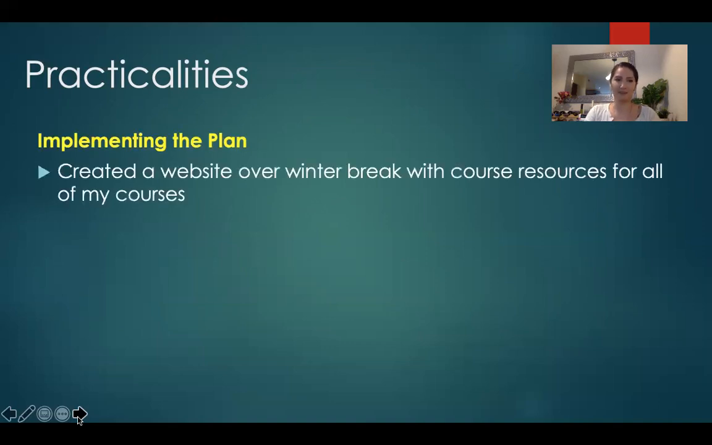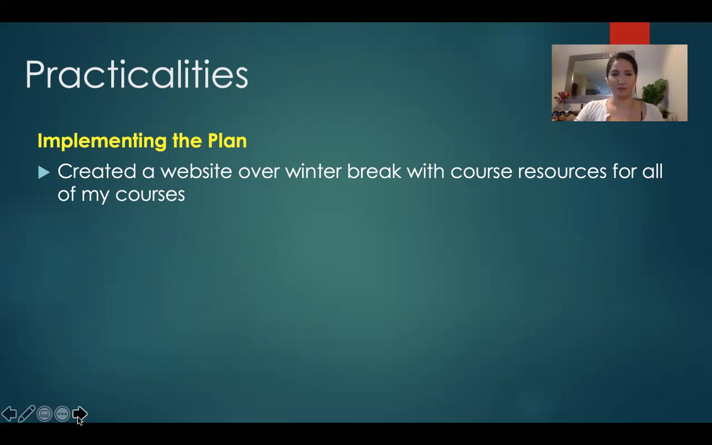So if I want to implement this plan, this is what I ended up doing. I created a website over winter break from fall 2019 to spring of 2020 with the course resources that I had for all of my courses. So it was primarily Calculus 2. It had my notes for Calculus 3. It had my worked example problems for differential equations. It didn't have much for Calculus 1. It didn't have notes for differential equations. It didn't have anything for statistics yet. But I created the overall design of the website over winter break.